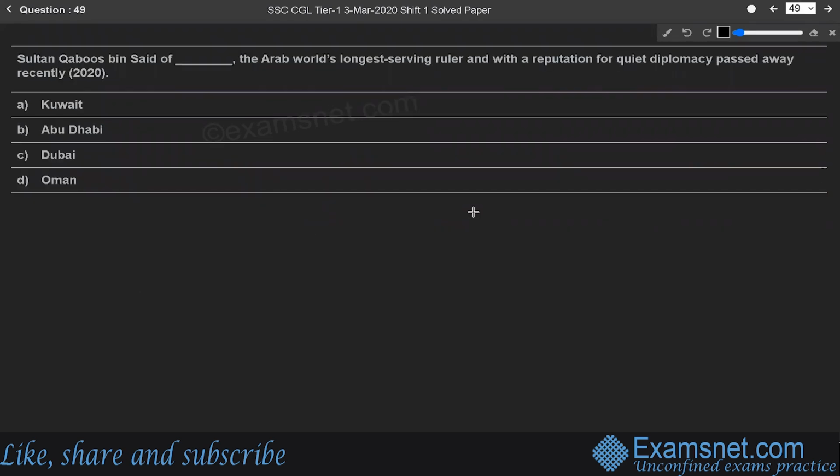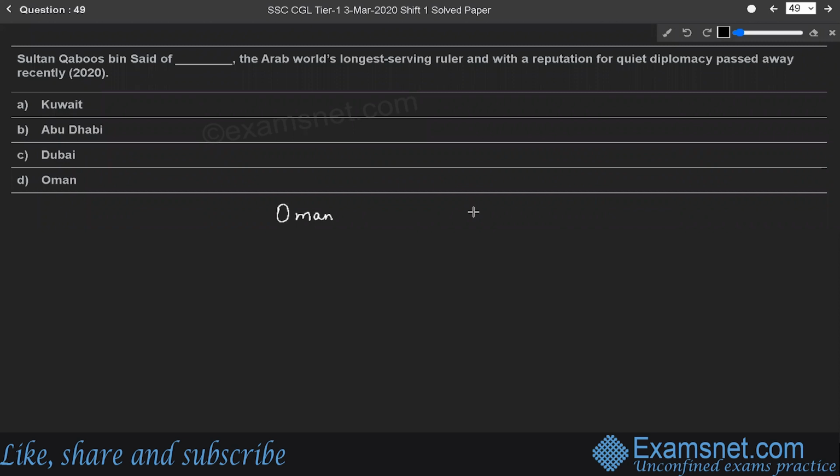Next question is: Sultan Qaboos bin Said, the Arab world's longest serving ruler and with a reputation for quiet diplomacy, passed away recently in 2020. The given options are Kuwait, Abu Dhabi, Dubai, and Oman. We have to find which of these given options Sultan Qaboos bin Said was the ruler of. So, the correct answer for this question is that Sultan Qaboos bin Said was the ruler of Oman.